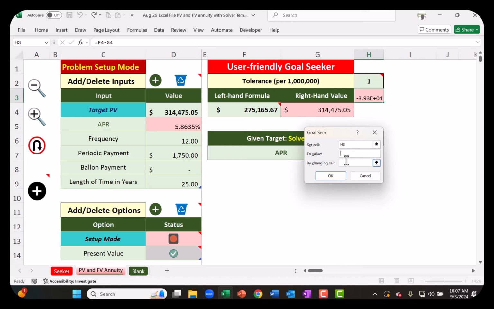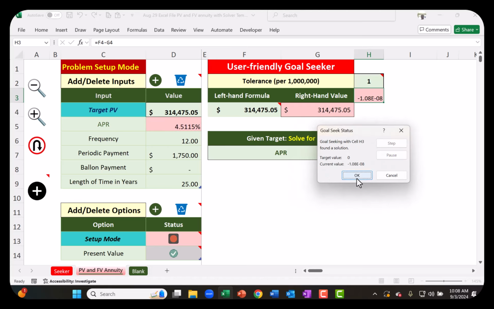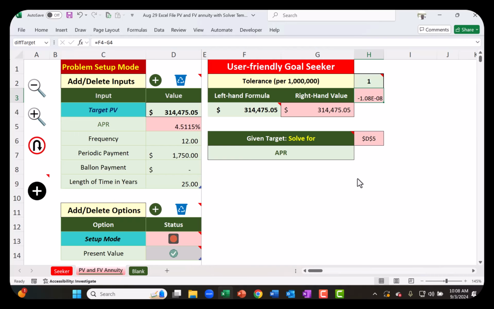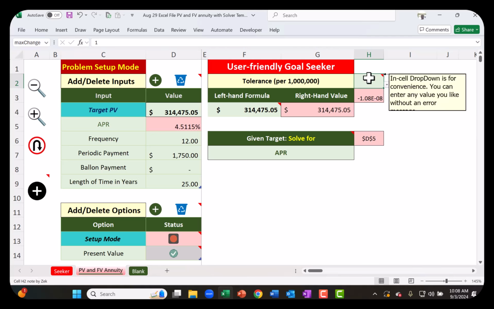0 by changing what I don't know. You shouldn't worry too much about this tolerance. That's for your convenience.